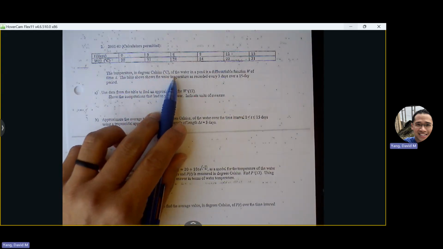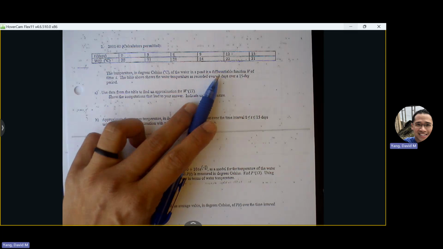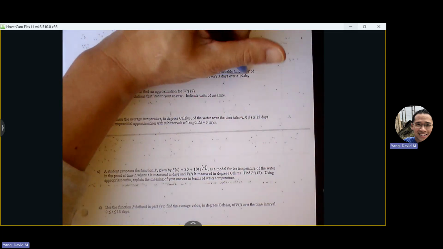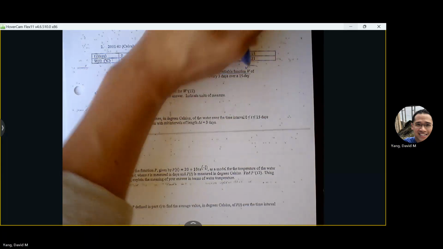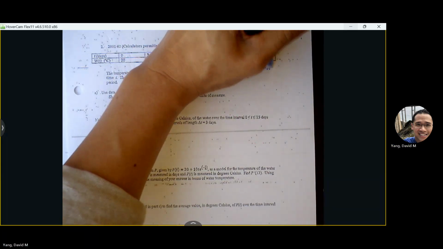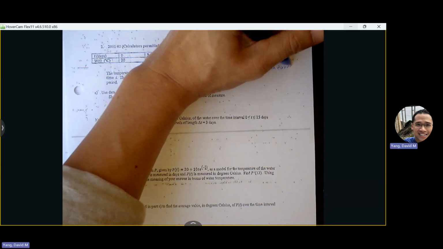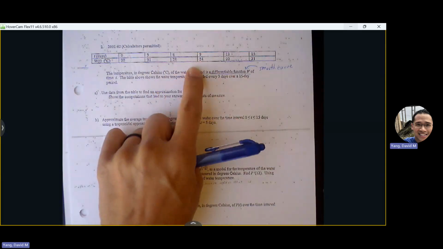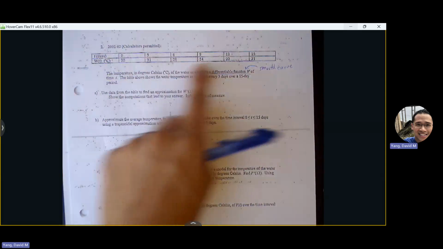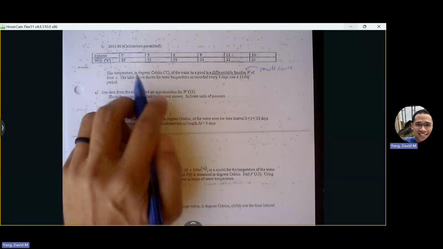All right, so let's look at number 2. We have a table of values. The temperature in degrees Celsius of the water in a pond is a differentiable function, W. So that just tells us that this whole graph is a smooth curve. And on top of that, there's not going to be any sudden jumps or any values that are undefined. Every value is defined in between these integers.